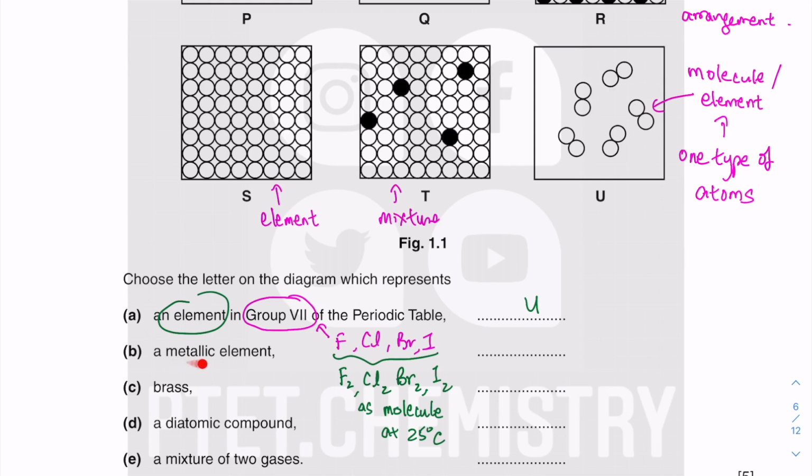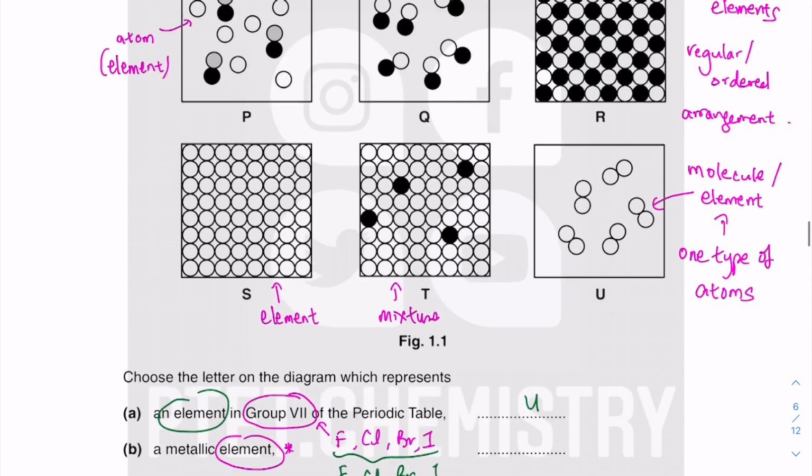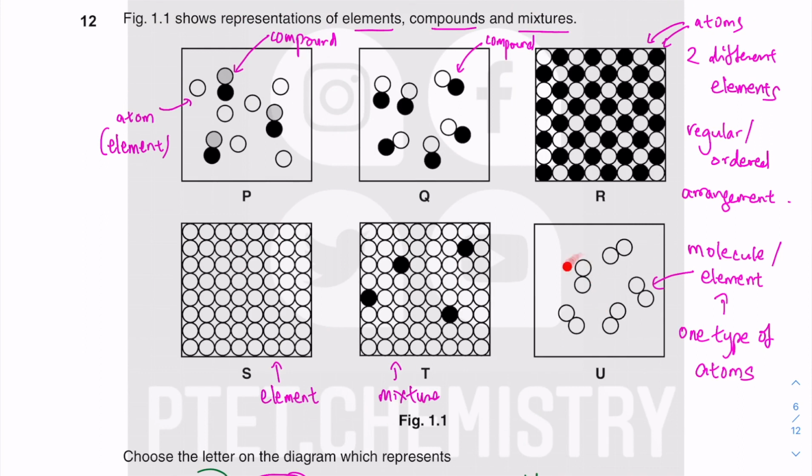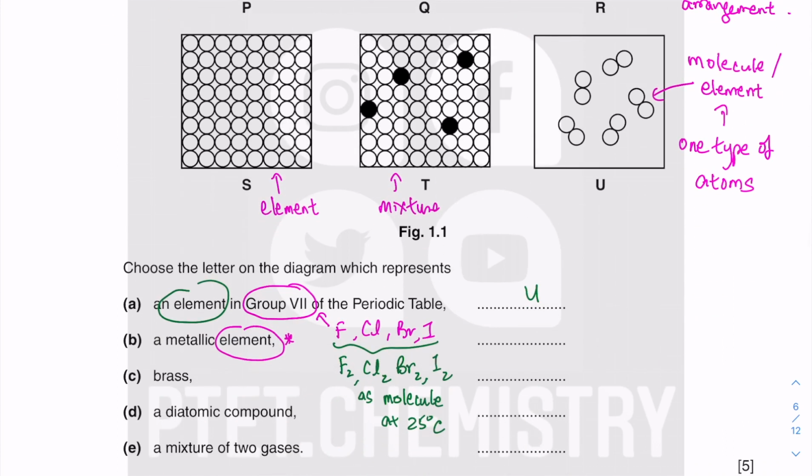Next one, you have a metallic element. Element is the key thing here. Only one type of atoms. All right. Here, metals do not exist as molecules. This is a mixture. This is a mixture. This is just one particular solid. Metals are solid at room temperature and pressure, except for mercury. All other metals, except for mercury, are all solid at room temperature and pressure. So we're looking at a metal as a solid, and it's an element because it only contains one type of atoms.